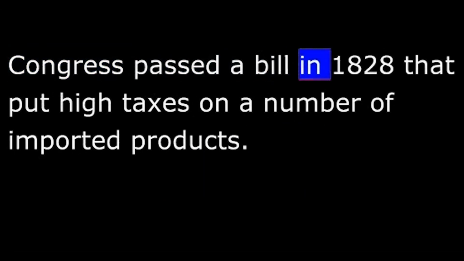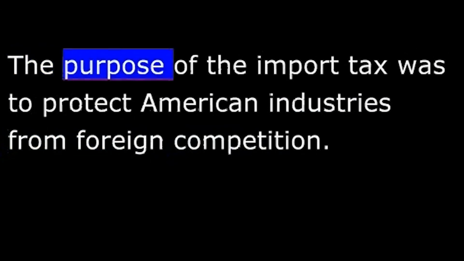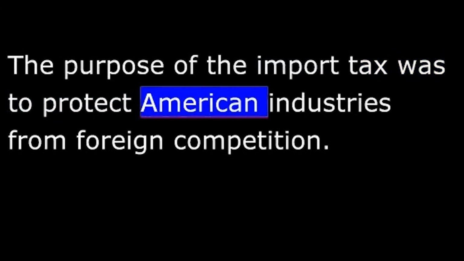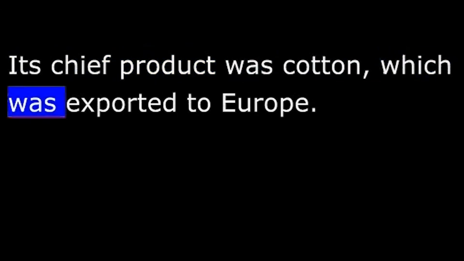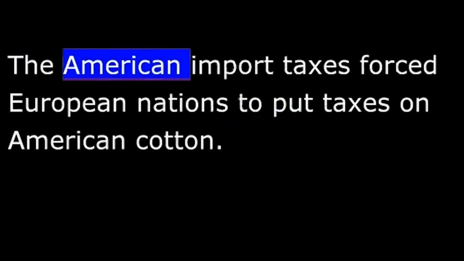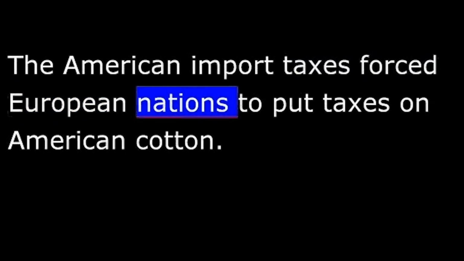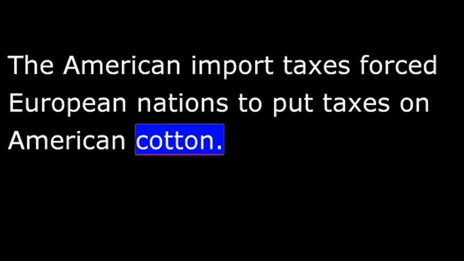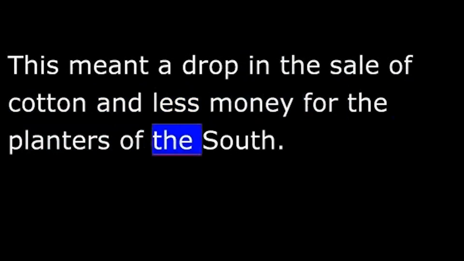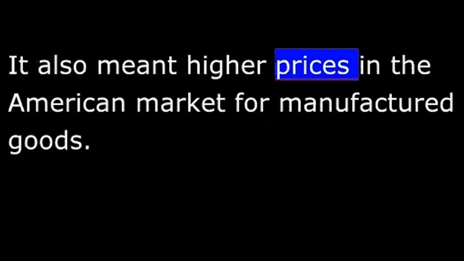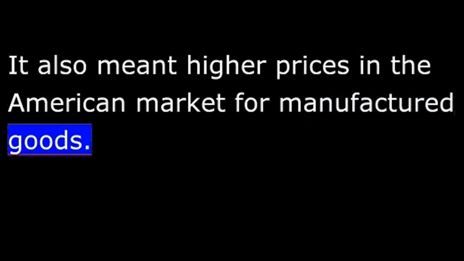Congress passed a bill in 1828 that put high taxes on a number of imported products. The purpose of the import tax was to protect American industries from foreign competition. The South opposed the tax because it had no industry to protect. Its chief product was cotton, which was exported to Europe. The American import taxes forced European nations to put taxes on American cotton. This meant a drop in the sale of cotton and less money for the planters of the South. It also meant higher prices in the American market for manufactured goods.